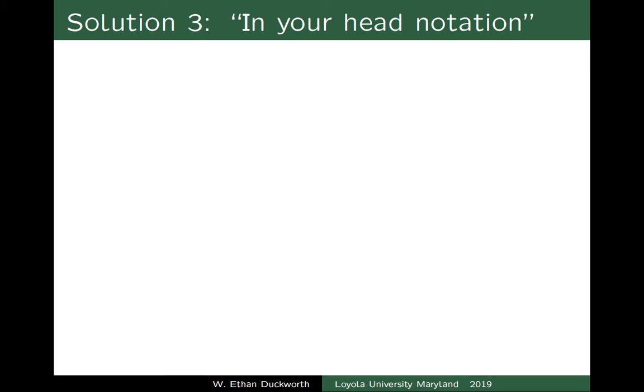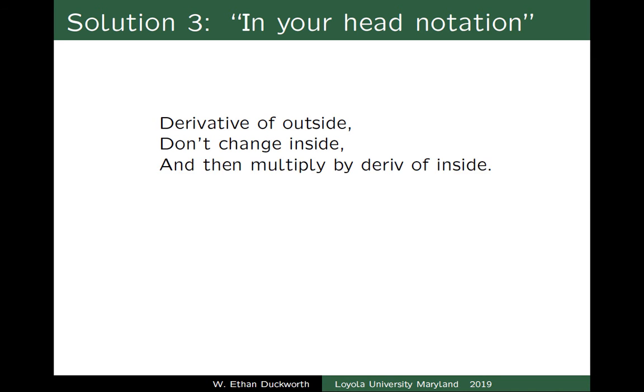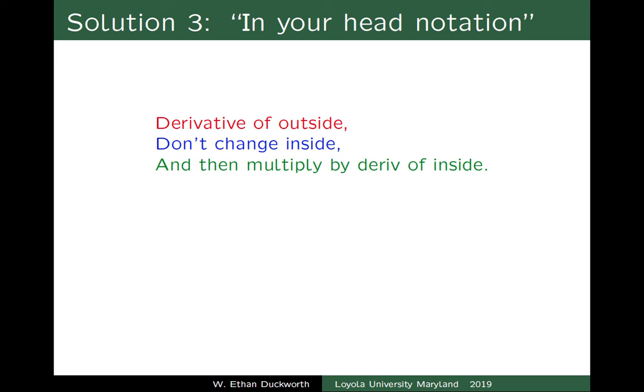Okay, so here's what I mean by in your head notation. We take the derivative of the outside, we don't change the inside, and then we multiply by the derivative of the inside. And I usually color code these so that as I write the formula, I can show you which part I'm looking at. So the outside is red, the inside, the part that I'm not changing, is blue, and then multiply by the derivative of the inside is in green.